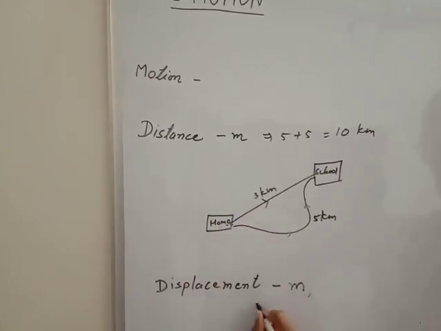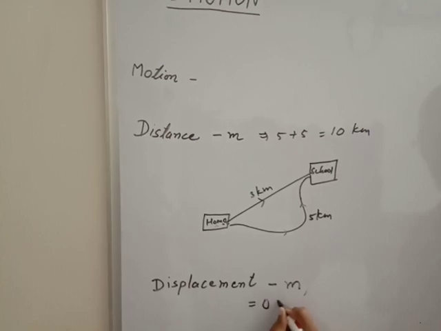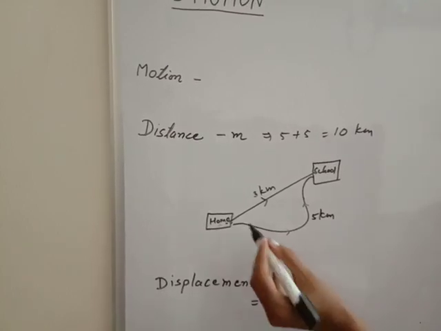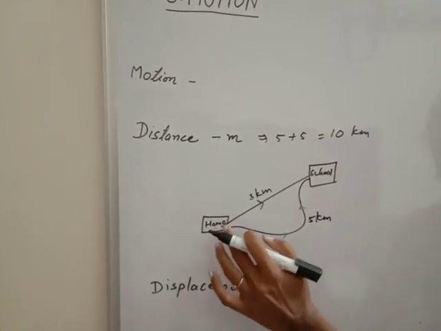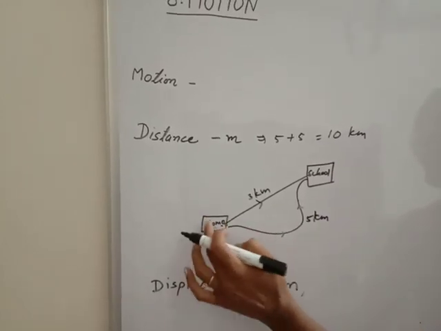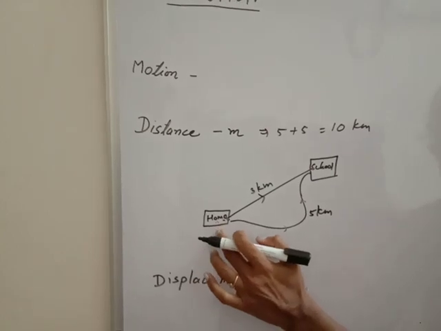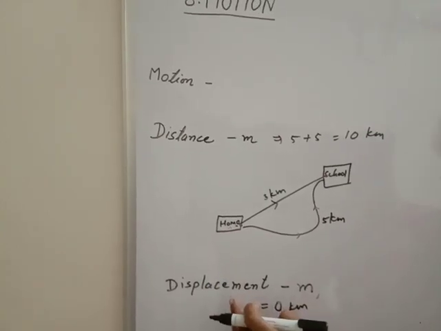So in this case, the displacement will be 0 kilometer. Even after covering the distance of 10 kilometer, when the initial position and the final position are the same place, then displacement is 0.